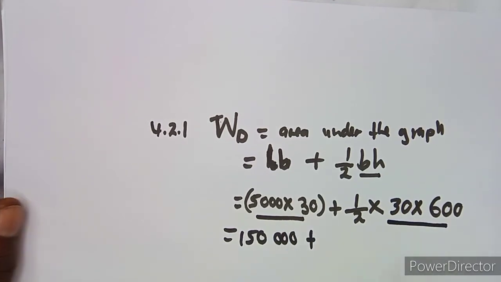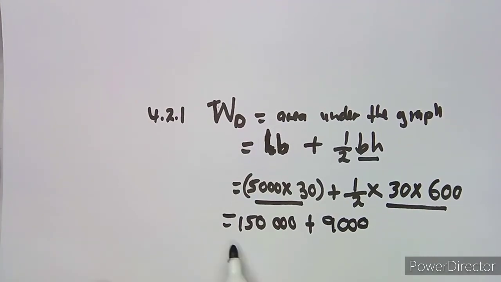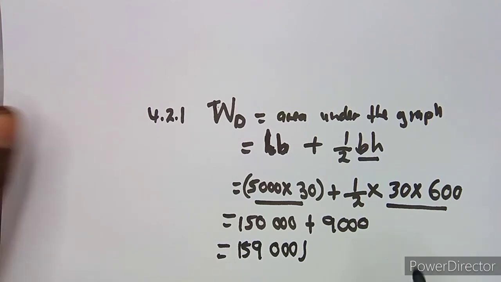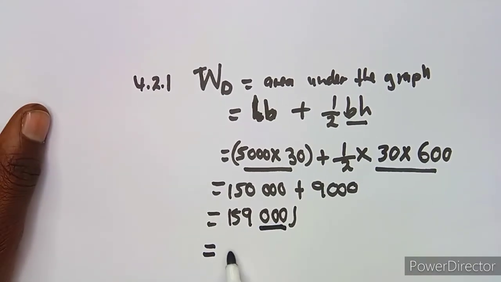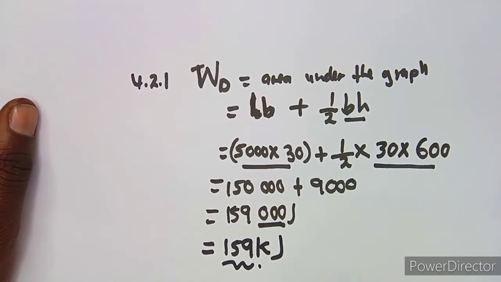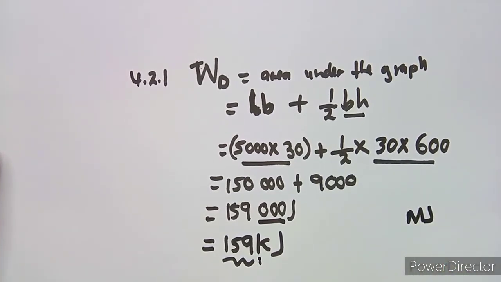plus these two. If you multiply them, you're going to obtain 9,000 from these two. So this is going to be 9,000. Then we can add to combine this, which is going to give us 159,000 joules. So take note, this is work done, which is measured in joules. So you can leave your answer like this, or you can convert this to kilojoules, because we've got 3 zeros here. Remember, 3 zeros represent kilo, so it can be kilojoules like that. If it was 6 zeros, it was going to be megajoules, but this one is 3, it's going to be kilo. So that is the total work done.